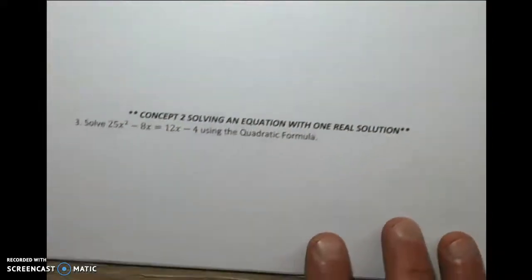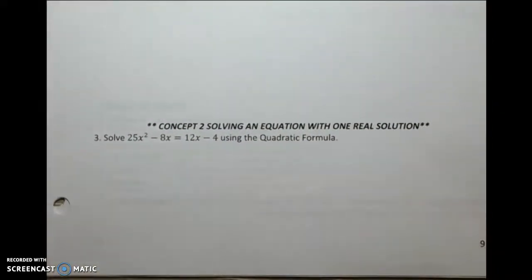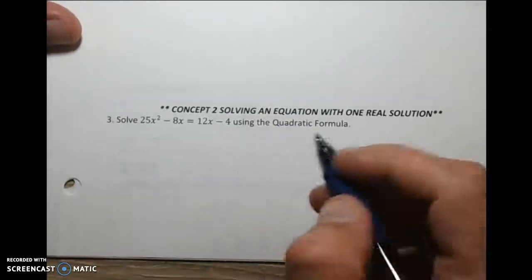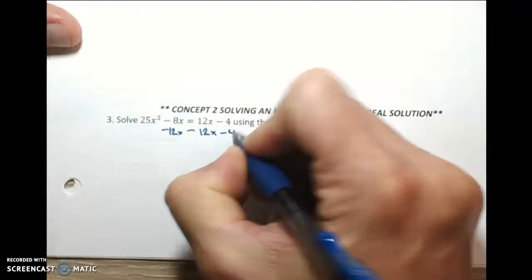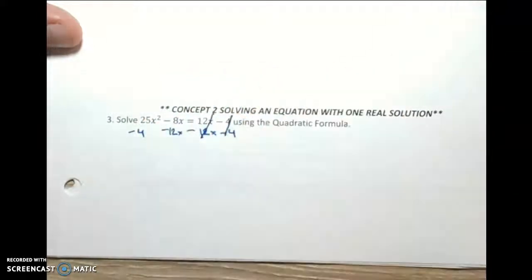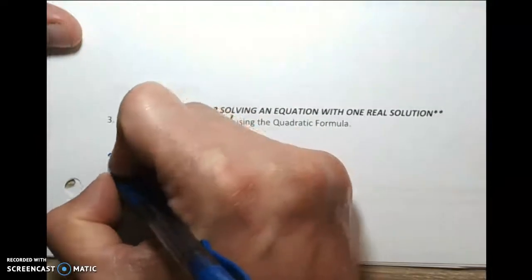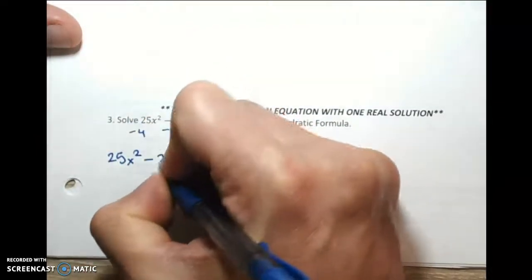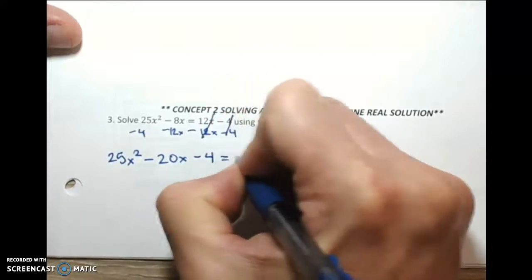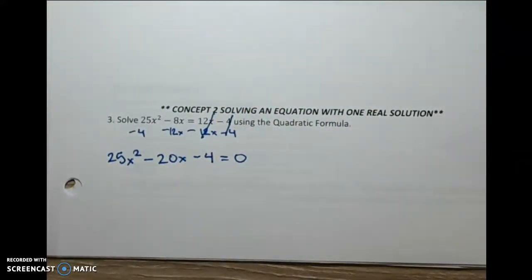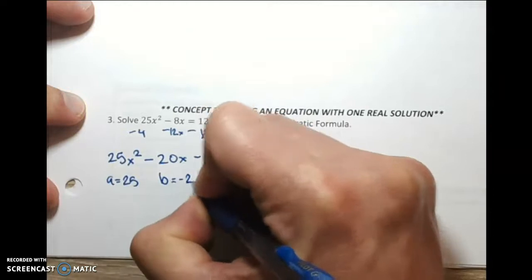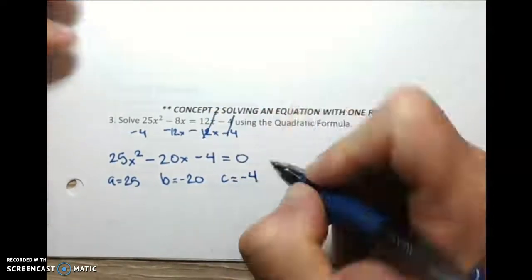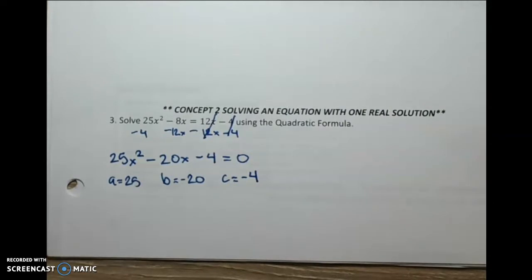Concept number 2. Solving an equation with one real solution. Alright, well, same idea, right? I'm going to move everything over to one side of the equation, so I'm going to go ahead and subtract 12x from both sides. I'm also going to subtract 4 from both sides, giving me 0 on one side of the equation. So I have 25x squared minus 20x minus 4 equals zip. Alright, what's a? a is 25. What's b? Negative 20. What's c? Negative 4.